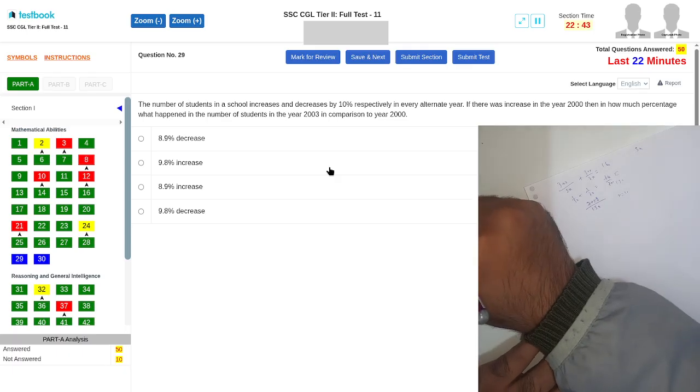The number of students in the school increased by 10 respectively in every alternate year. If there was an increase in the year, then how much percentage? And then in how much percentage what happened in a year?